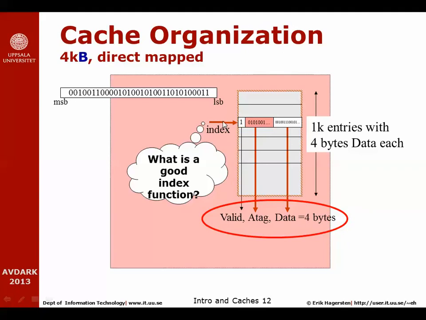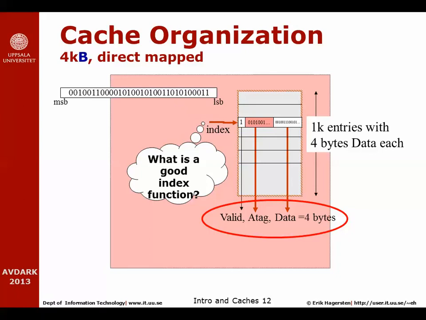So what is a good index function? We already said that we need 10 bits of information, 10 bits of address, as the index function. So we're going to choose 10 of these bits as an index function. And the question is, which bits would be most appropriate to use as an index function? As a hint, let me tell you about a stupid index function.